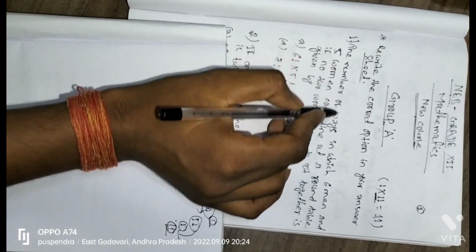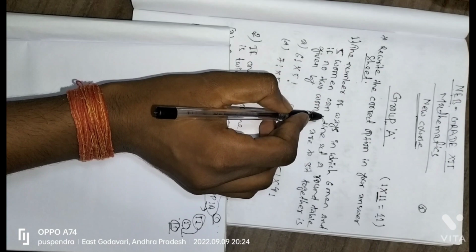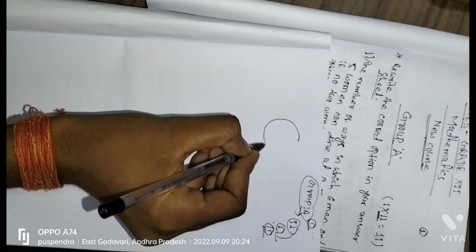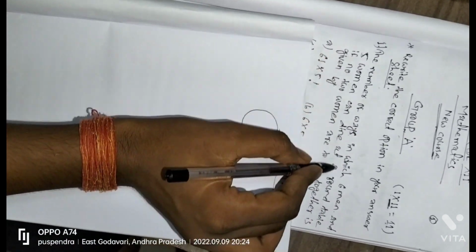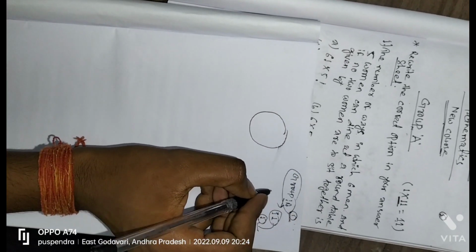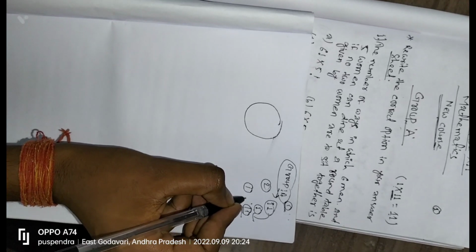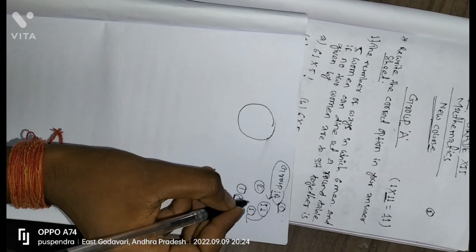The question is: the number of ways in which 6 men and 5 women can dine at a round table. What is the question telling? I will make one round table. The number of ways in which 6 men and 5 women can dine at a round table if no 2 women sit together. It means that if one woman is sitting here, then a man should sit next, not a woman. That is what the question is telling.